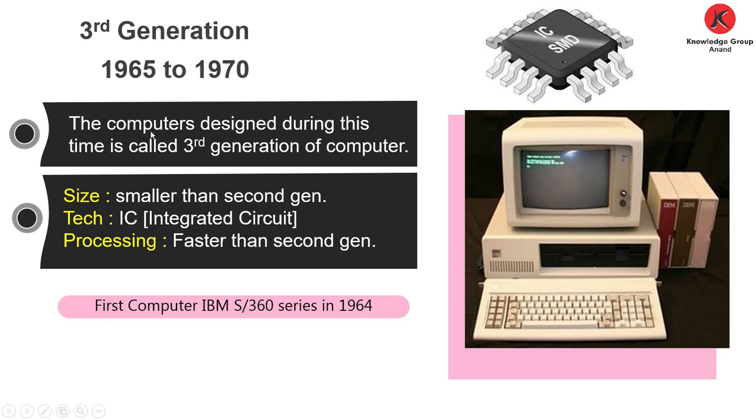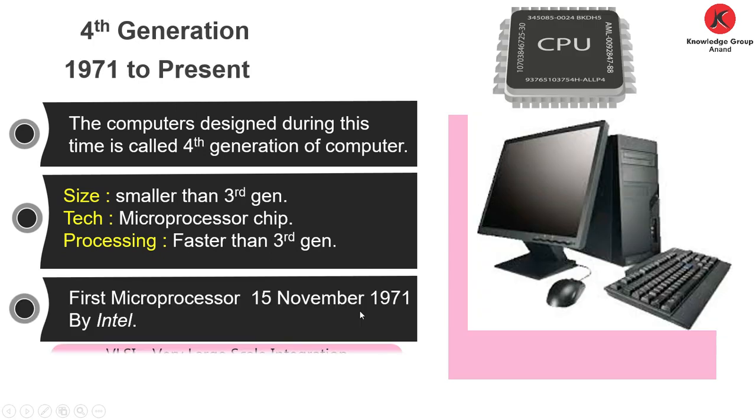Now the third generation of the computer. The computers designed during this time are called the third generation of the computer. Smaller than the second generation, and IC, meaning integrated circuit, is used in the third generation. You can see this is the picture of a third generation computer, very small compared to the first and second generation, and also faster. This third generation computer was designed by IBM, and the name was the S360 series, in 1964.